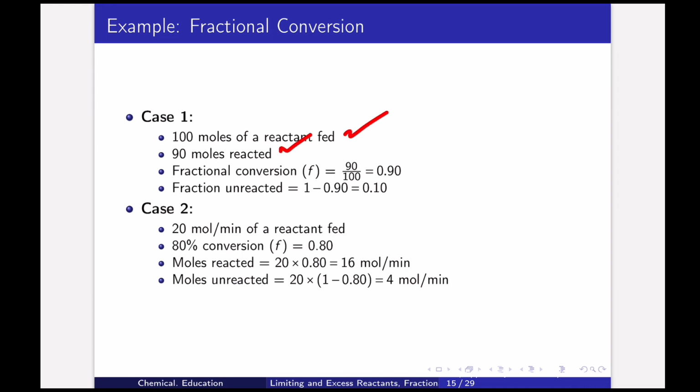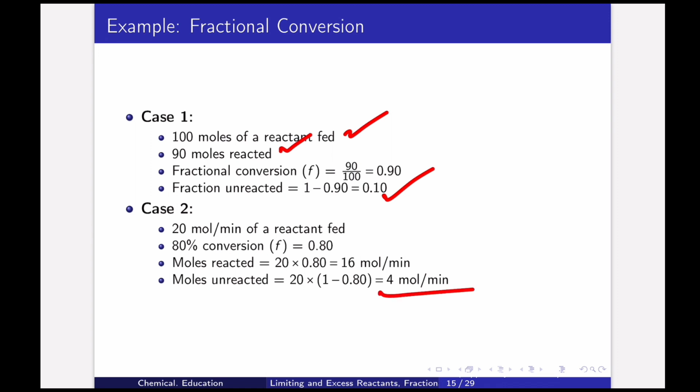So fractional conversion will be 90 by 100, so 0.90, and fraction unreacted, so 1 minus 0.90, that is 0.10. Then case number 2: suppose 20 mole per minute of reactant feed and 80% conversion, so fractional conversion F is equal to 0.80. Moles reacted will be 20 into 0.80, so 16 mole per minute. Moles unreacted will be 20 into 1 minus 0.80, so 4 mole per minute.